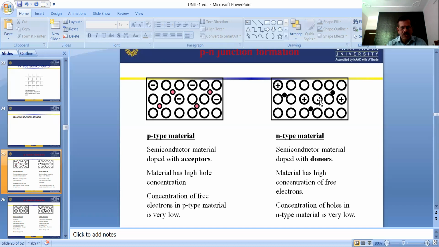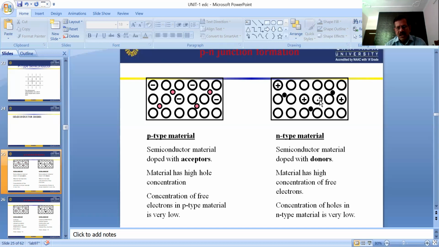P-type material has a high hole concentration because the number of holes is greater as compared to electrons. So the concentration of holes is high as compared to electrons. The concentration of free electrons in p-type material is very low because the number of electrons is very low. So the concentration of free electrons in p-type material is very low.